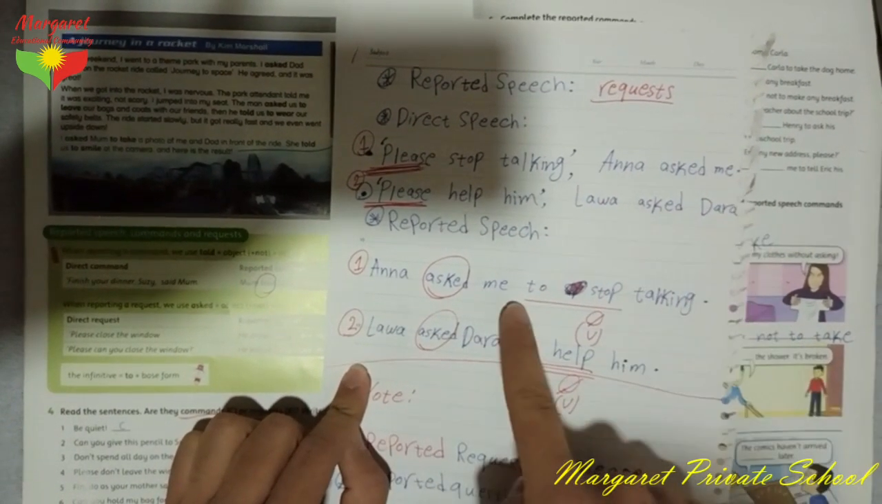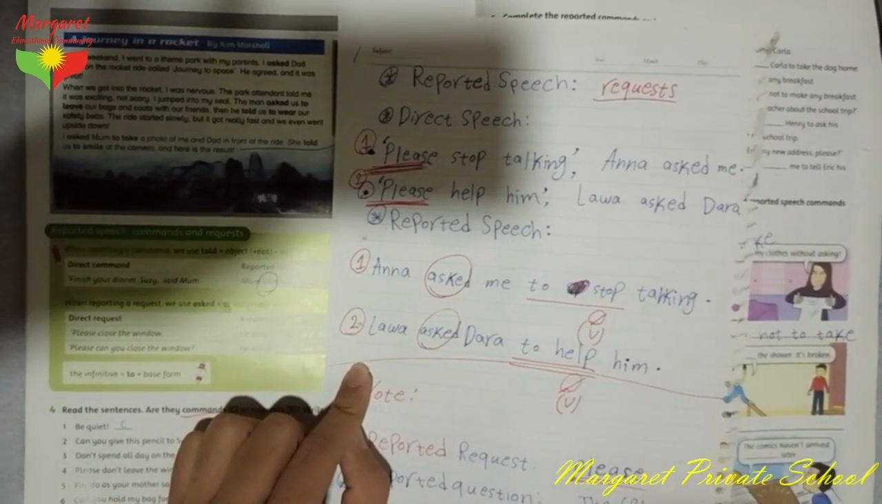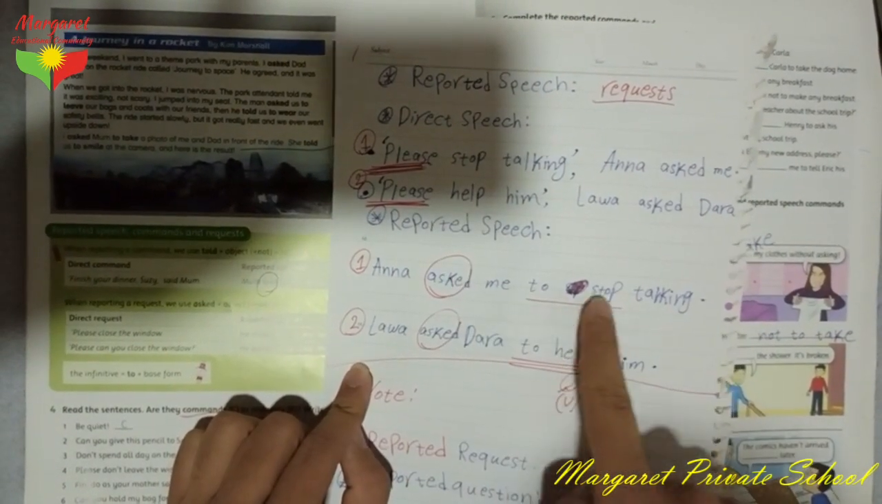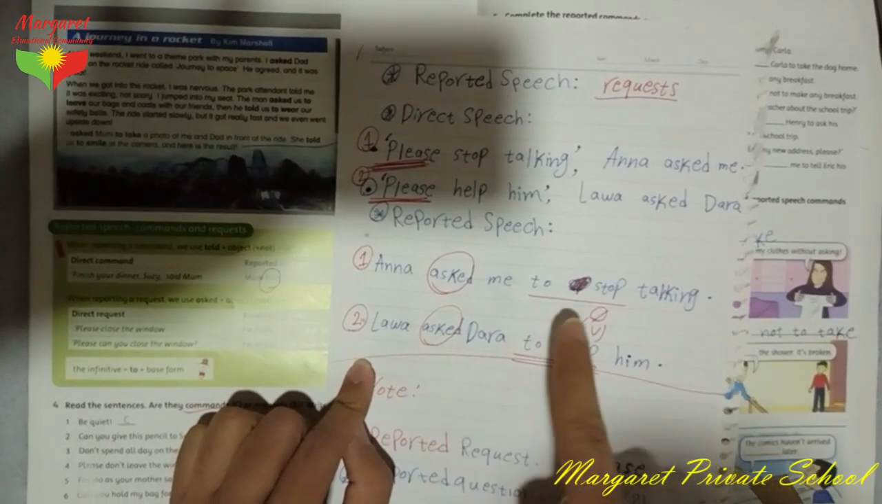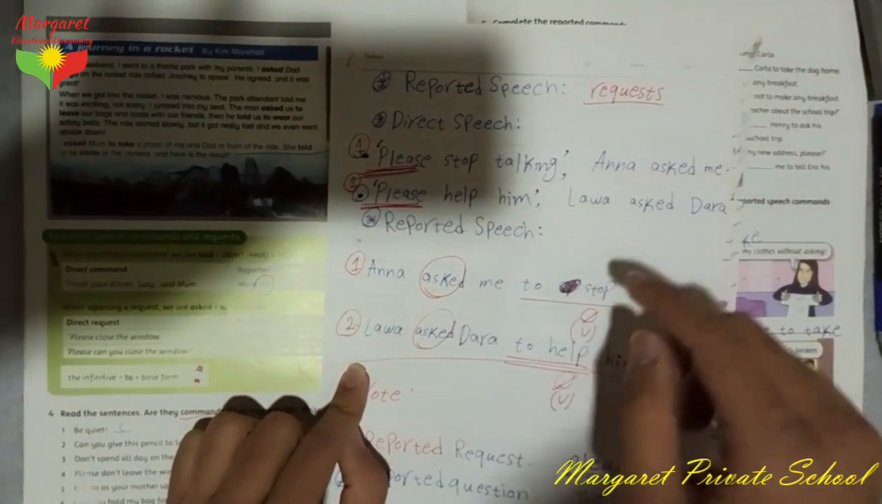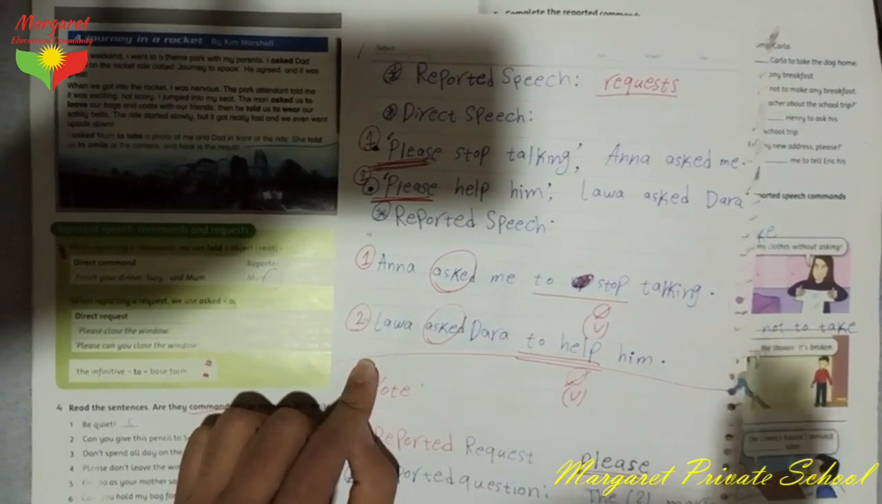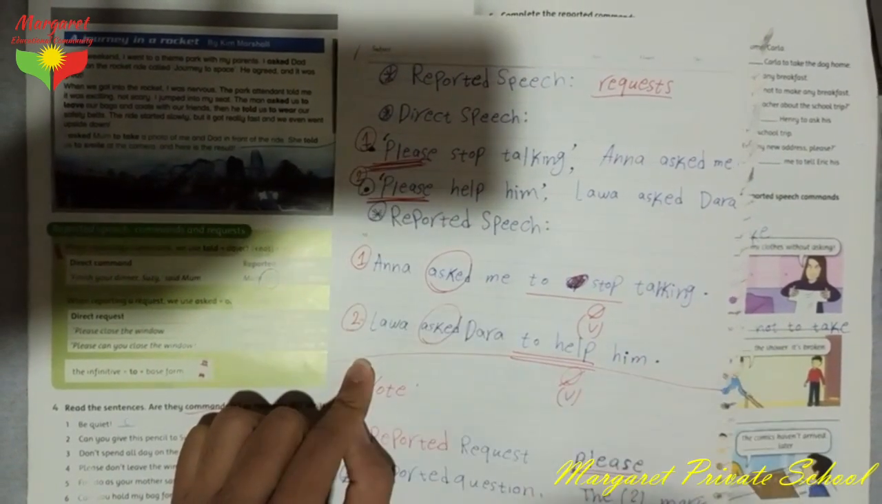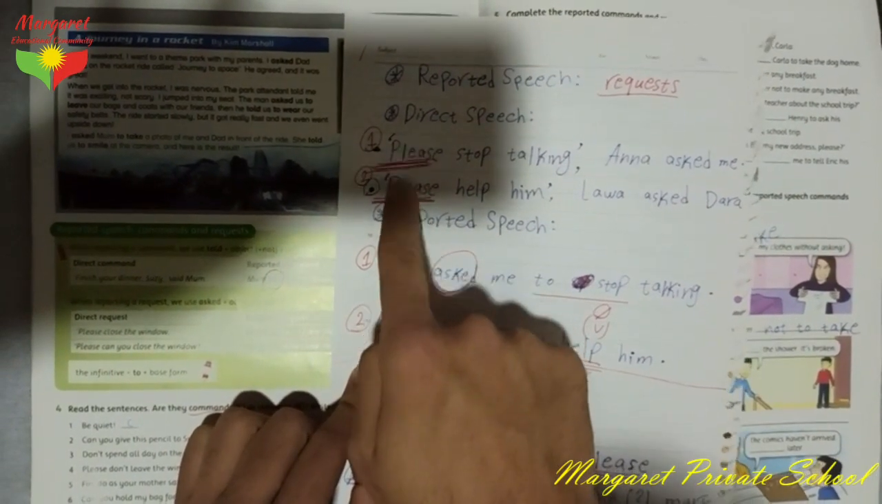Guys, we write down the first name here, Anna asked me. Okay, asked me to stop talking. Here again we use to plus verb base. But we do not write down the please, guys. This is important. We remove the please. We remove the please. Okay?